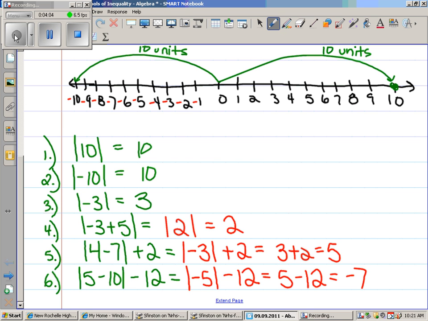So take a look. I told you absolute value always has to be positive. That's true. The absolute value always has to be positive. But it could be the case that the equation as a whole turns out to be negative. So be careful of that.